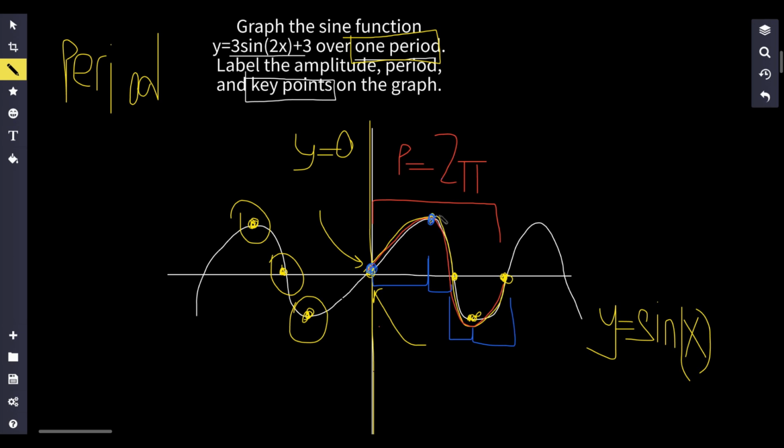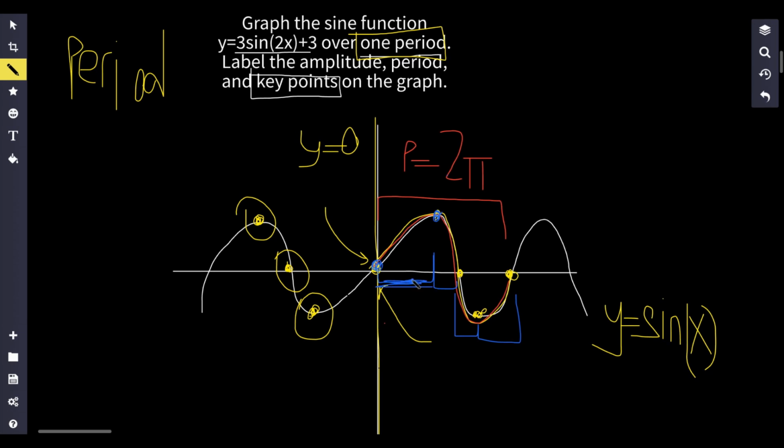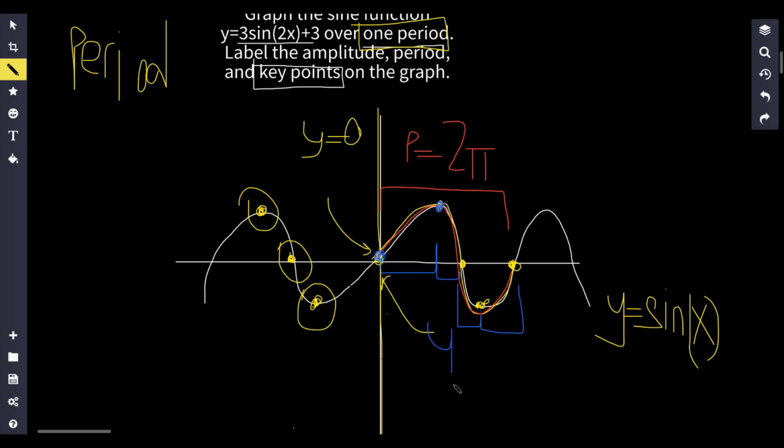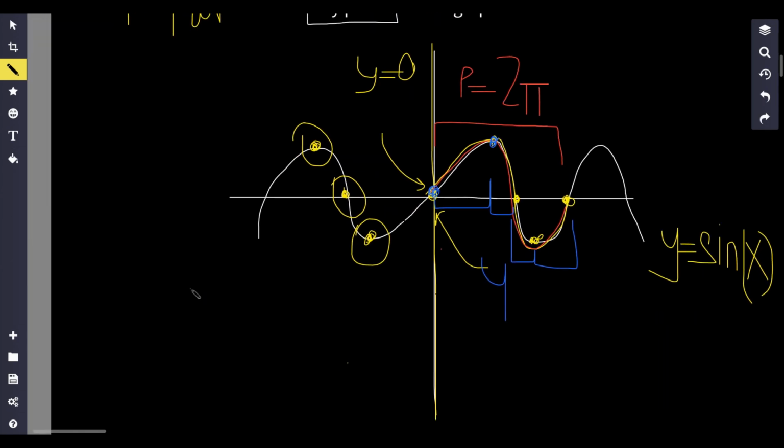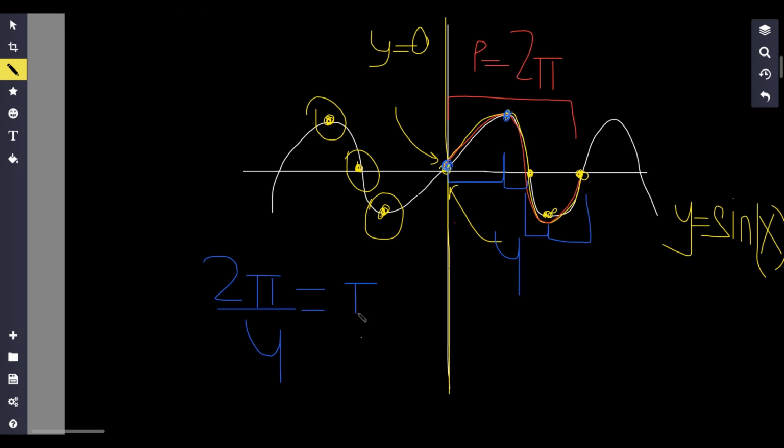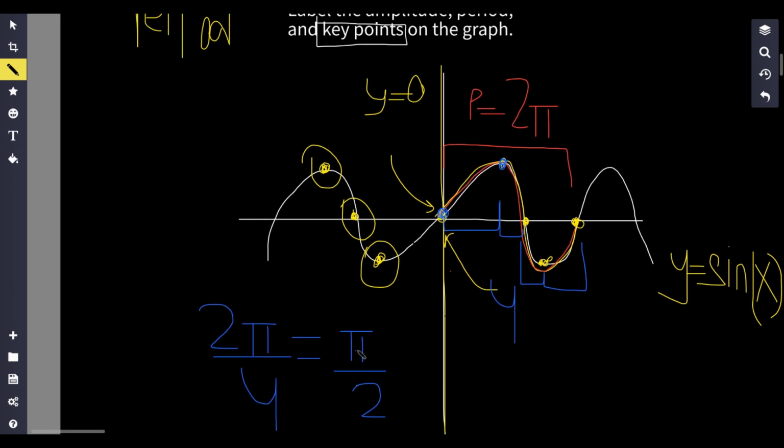If I wanted to find out the distance of one section, well, I have 4 sections, and if I know the whole thing is 2 pi, what I'm going to do is take my 2 pi and divide it by 4 because there are 4 sections in one period. And that's going to give me pi over 2. This tells me the distance from one critical point to the next critical point. So this distance right over here is pi over 2.